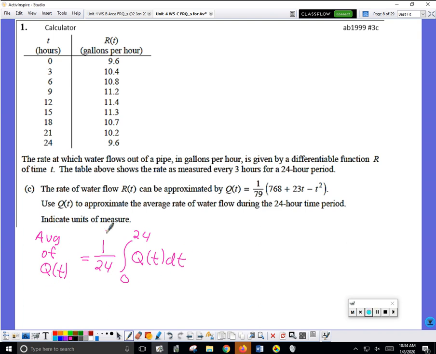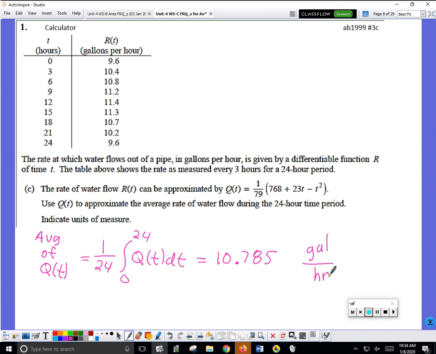This can be done on my calculator because I have a formula. So I pick up my calculator and run it through. It turns out to be 10.785, I believe. And it says include units of measure. Well, I am finding the average of the water flow. The rate of water flow is gallons per hour, so the average would be gallons per hour. And like we did a few minutes ago, this is reasonable. It makes sense looking at the data that this would be a reasonable average of those numbers.